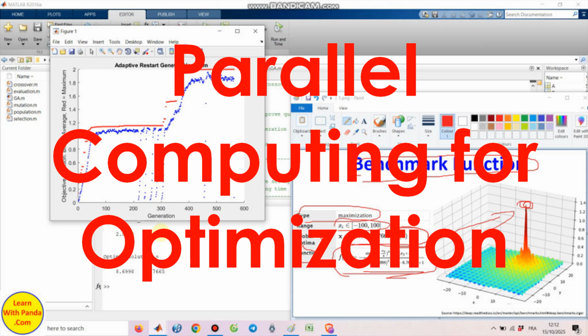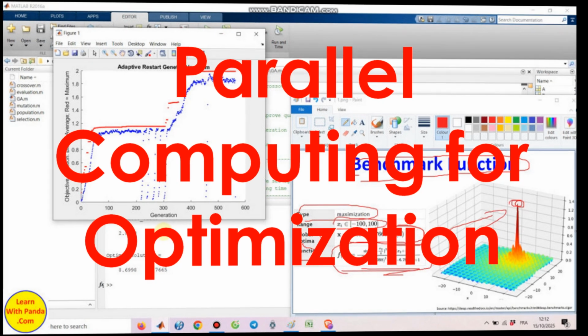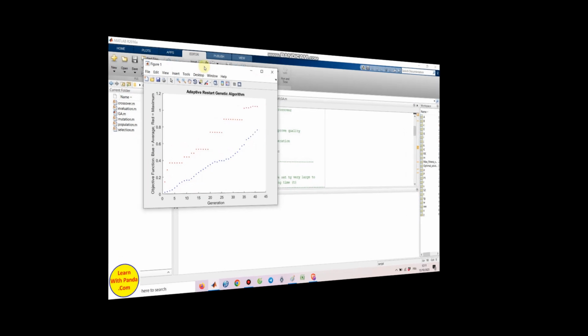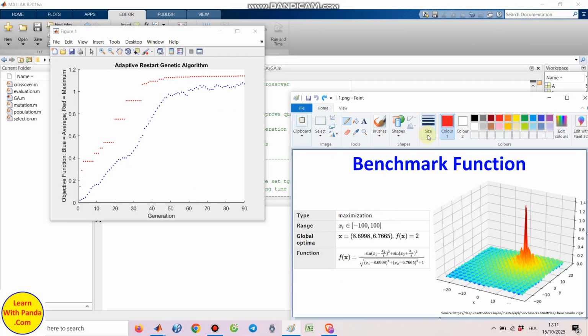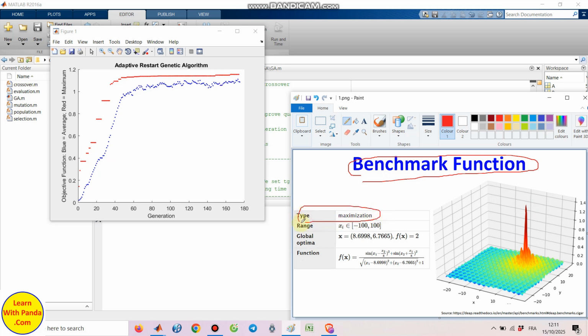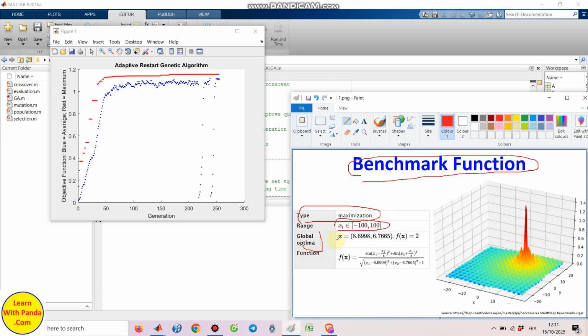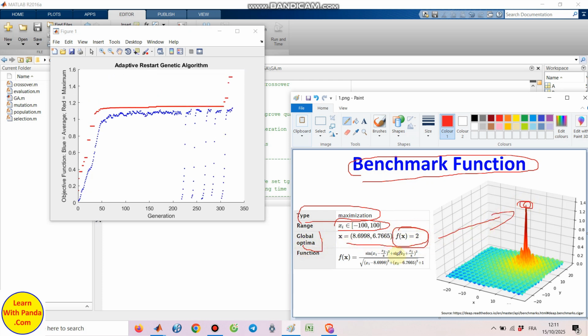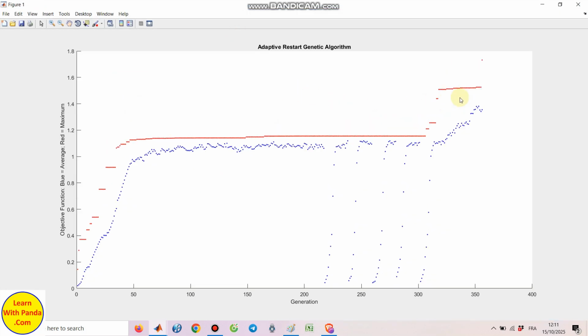Hello everyone. Did you know that parallel computing, applied in solving optimization problems, is the use of multiple processors or computing units simultaneously to solve optimization problems faster and more efficiently? Instead of executing computations sequentially, tasks such as evaluating candidate solutions, computing gradients, or exploring search spaces are distributed across several cores, GPUs, or even networked computers.